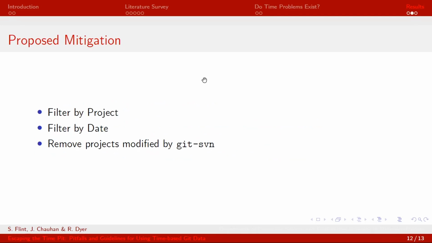Because of the problems observed, we propose several methods to mitigate problems with bad time data. The first is to filter by project. If the research community curates a list of projects which have significant problems with time data, those on the list could simply be avoided. The second, filtering by date, would involve leaving out history older than 2014. This keeps 7 years of history to mine, but removes a very large number of faulty commits. Finally, we suggest simply removing projects modified by the Git SVN tool, as they tend to have bad dates.